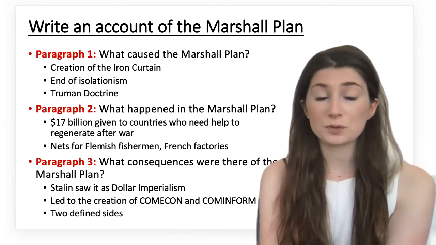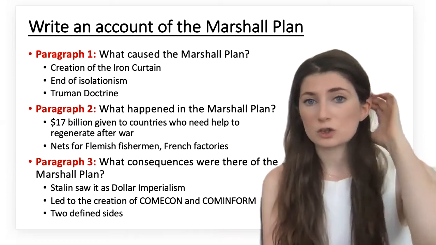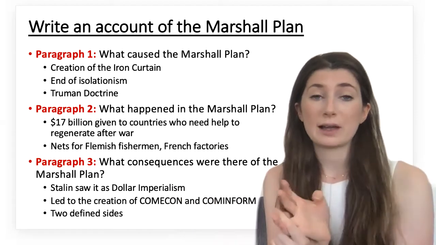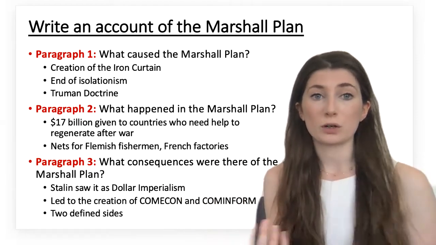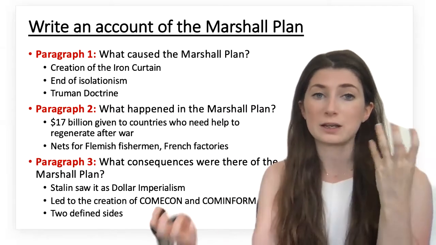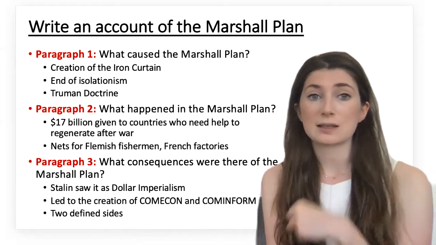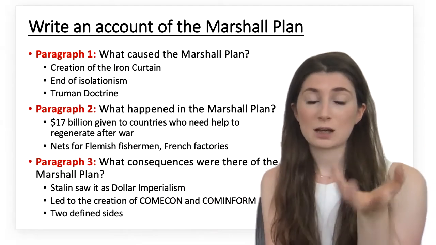Finally, in terms of consequences, what were the outcomes of the Marshall Plan? Well, we know Stalin saw it as dollar imperialism. We know it led to the creation of Comecon and Cominform, which reached a point in the Cold War where we have 2 defined sides. We have the capitalist side, people that accepted Marshall aid. We have the communist side, people that don't accept Marshall aid and instead joined Comecon.